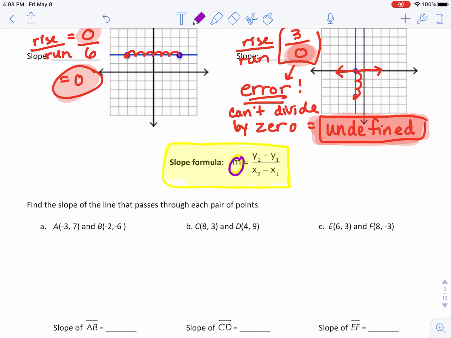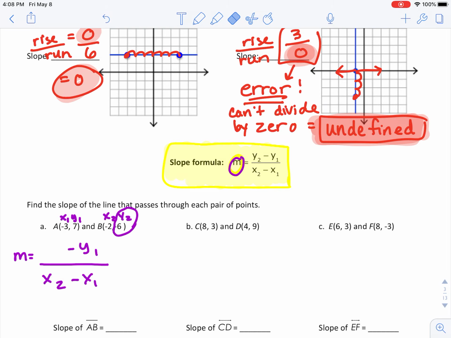So if I look at these 2 points, right, here's x1 and y1, and then x2 and y2. So for my slope, I have to do y2 minus y1 over x2 minus x1. So let's start with y2. Here's y2. Well, that's just -6.